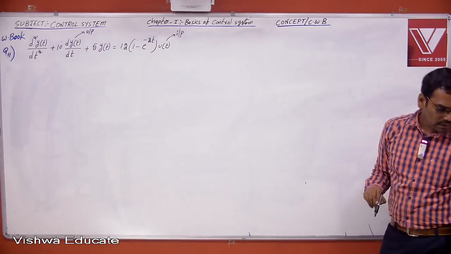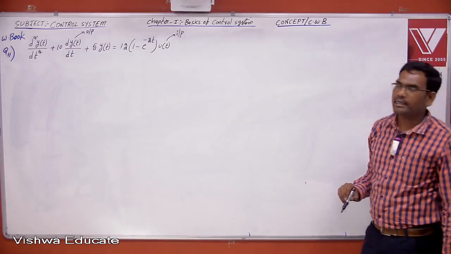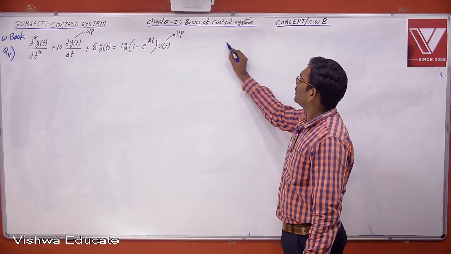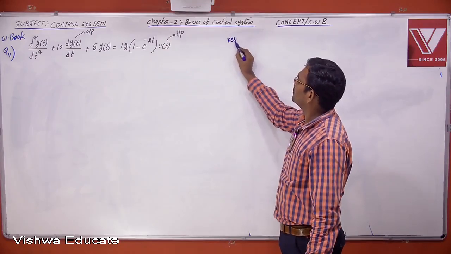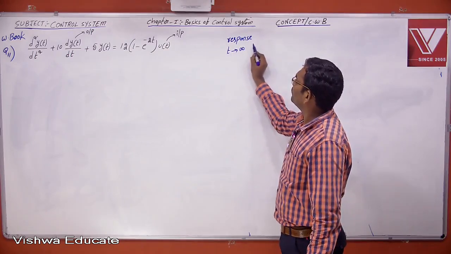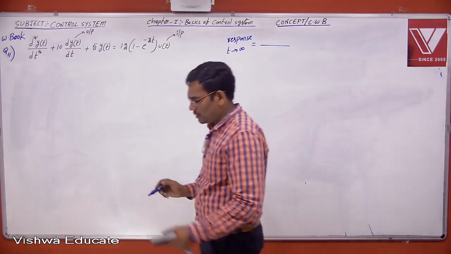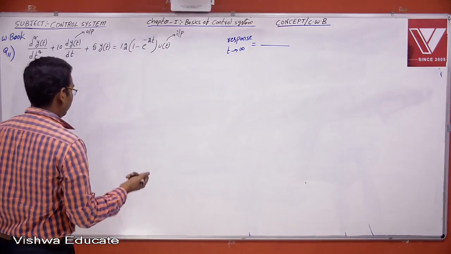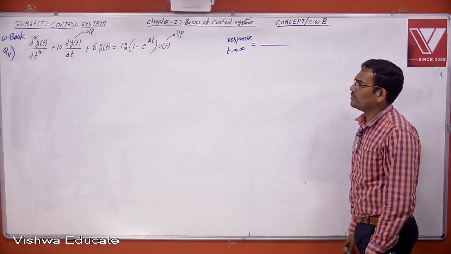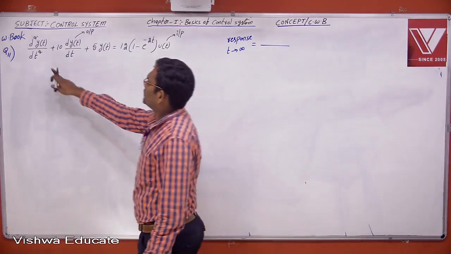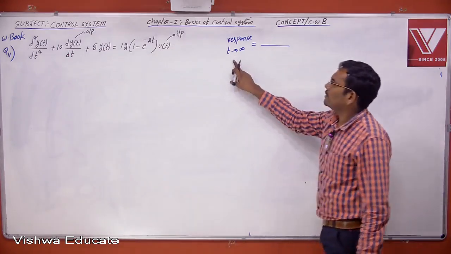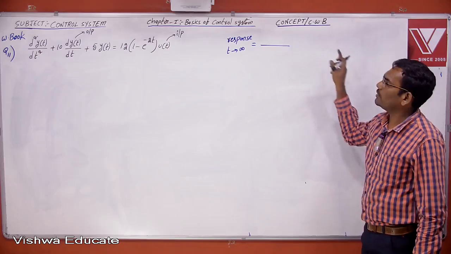Now what he is asking is to determine the response at t tends to infinity. What is the question? The question is the response. Determine the response means output. The response at t tends to infinity is dash. This is question number 11 in our workbook. The differential equation of a control system is given, where y of t is output and u of t is input. The question is the response at t tends to infinity.